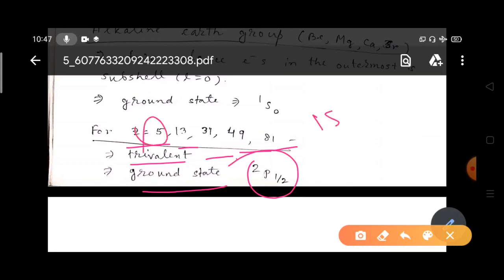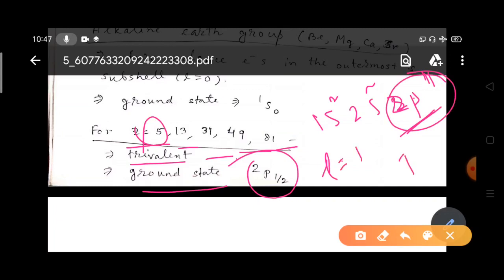How do you get 2P1/2? 1s2, 2s2, 2p1. Okay, so 1s2, 2s2, 2p1. Here this is the outermost electron, that is 2p1. Now this p means L equals 1. So this L value is 1, that is p.